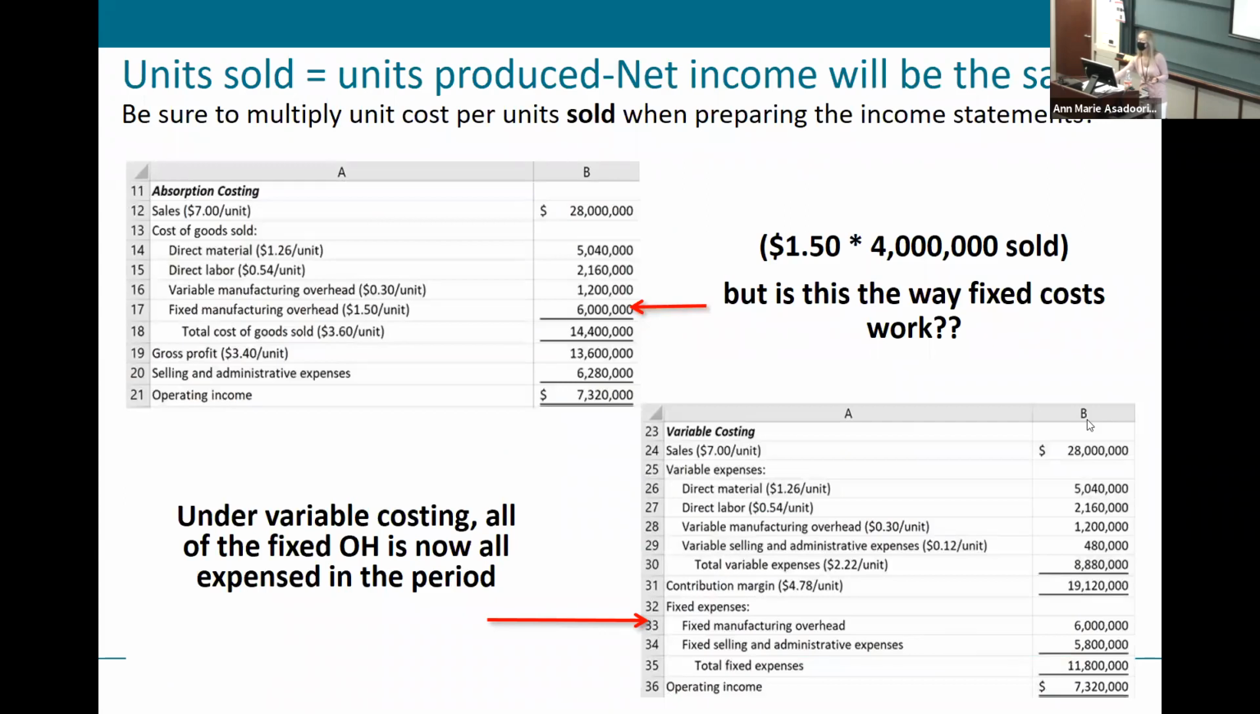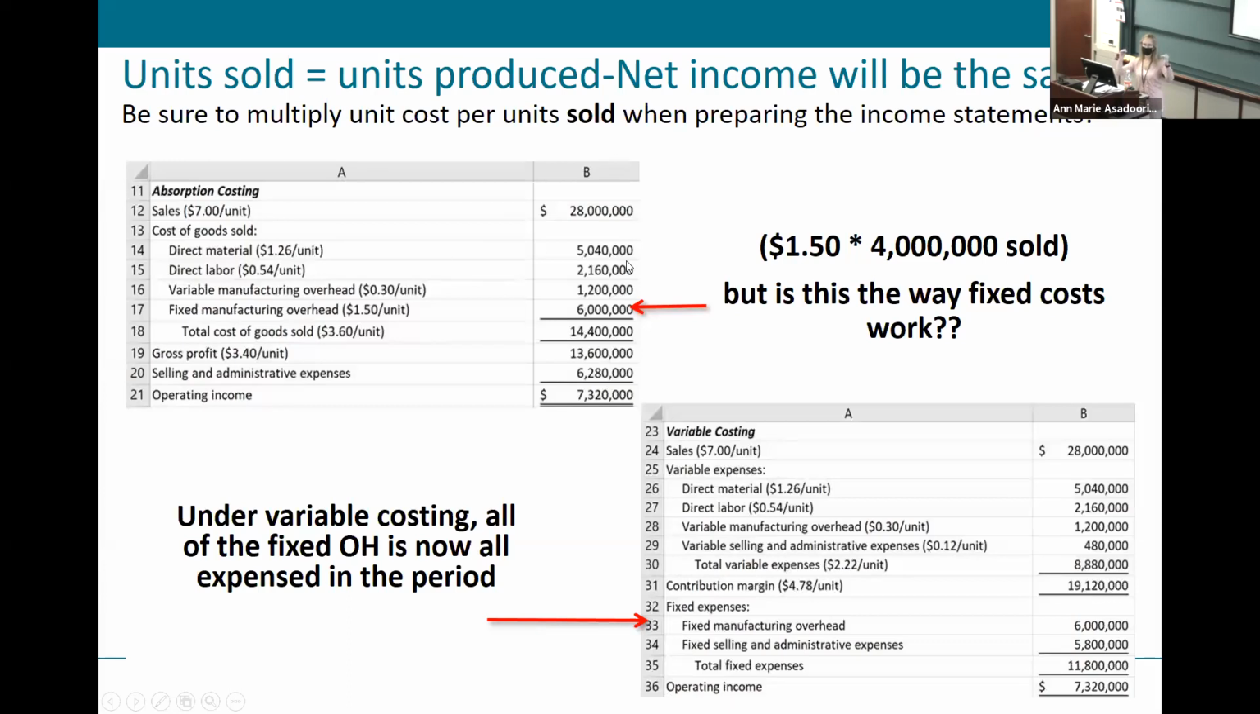Okay, so let me just show you how you would do your absorption costing income statement. So remember, we are selling 4 million units, right? And I told you the selling price was $7 per unit. So the 7 times 4 million units sold is telling you the revenue that you have. You know your first expense under absorption costing is cost of goods sold. What I have here is cost of goods sold broken down so I can highlight what's causing the problem, that fixed factory overhead, right? But how do we get the direct material, direct labor, and variable overhead?